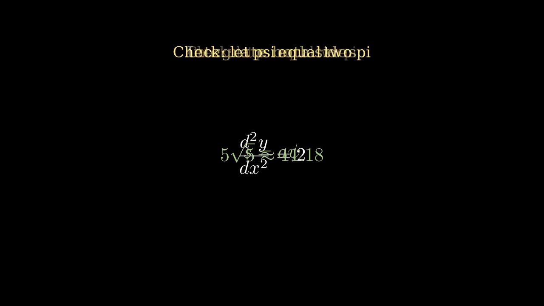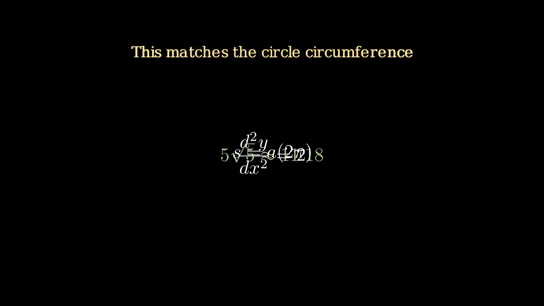To check this, let the tangent angle psi complete a full turn, so psi equals 2 pi. Then s equals a times 2 pi, which equals 2 pi a, and this matches the well-known formula for the circumference of a circle, confirming the intrinsic equation is correct.